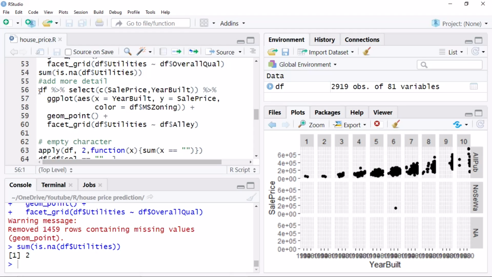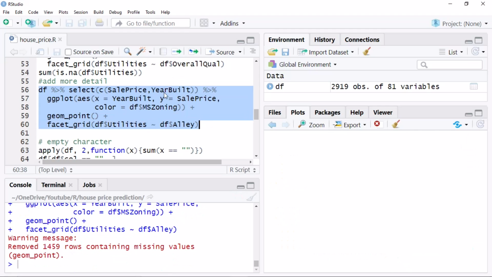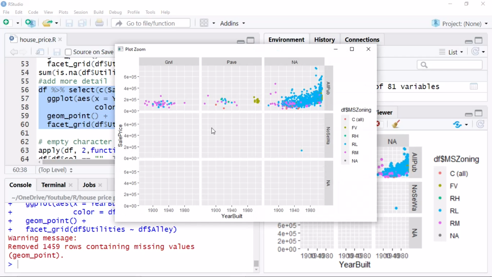Now I add more detail for analysis. As you can see, you can analyze 4 to 7 variables by using only one graph. So how powerful is the ggplot tool? I hope you understand. Thank you.